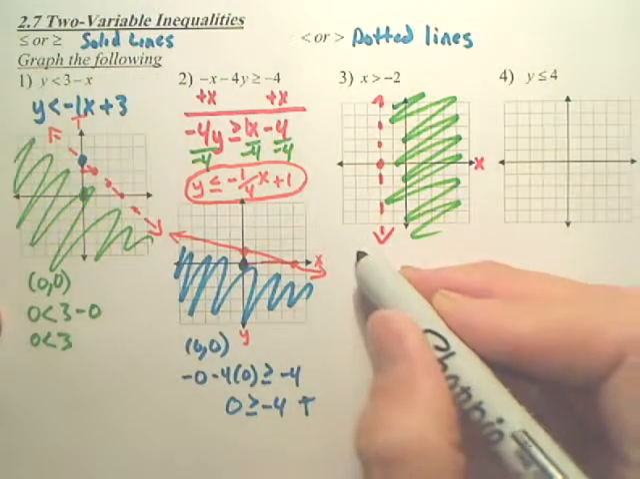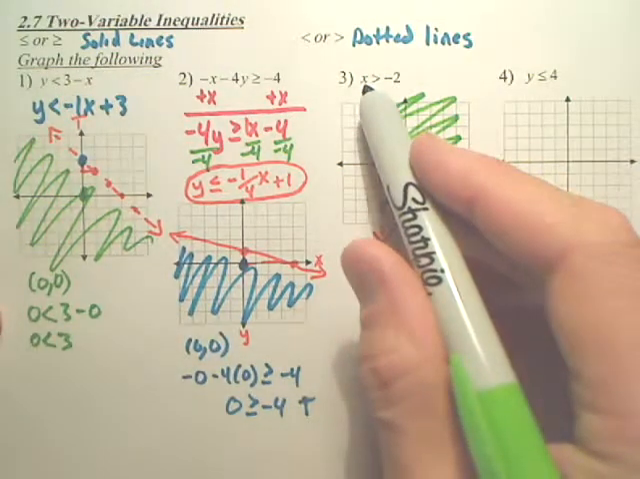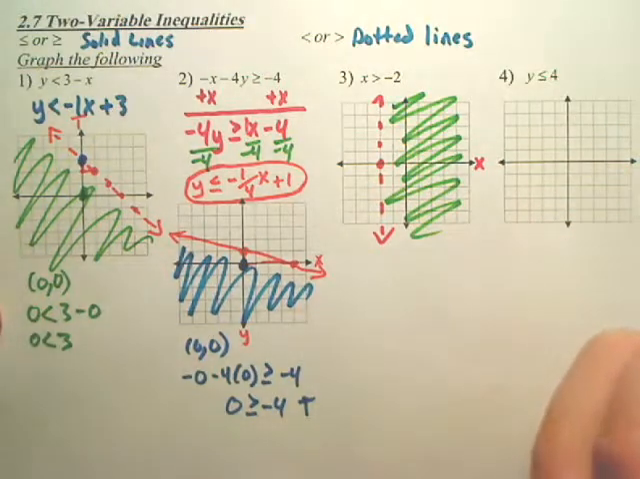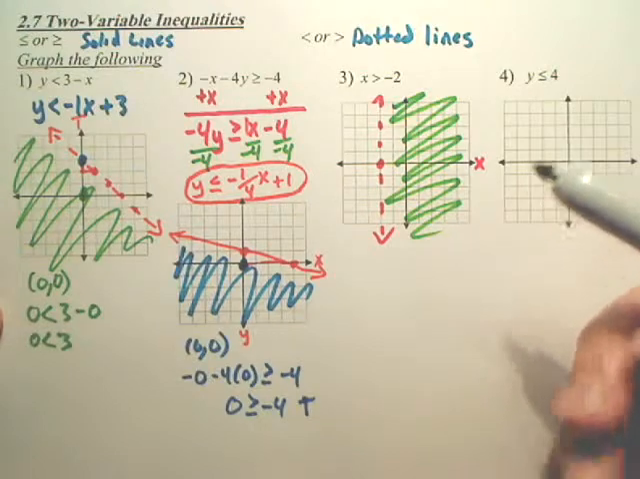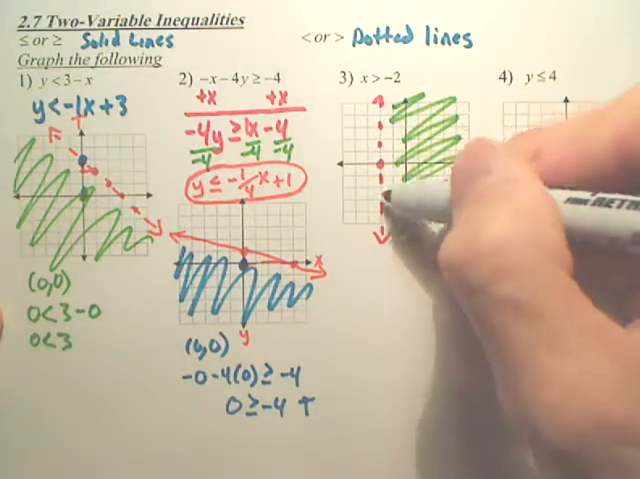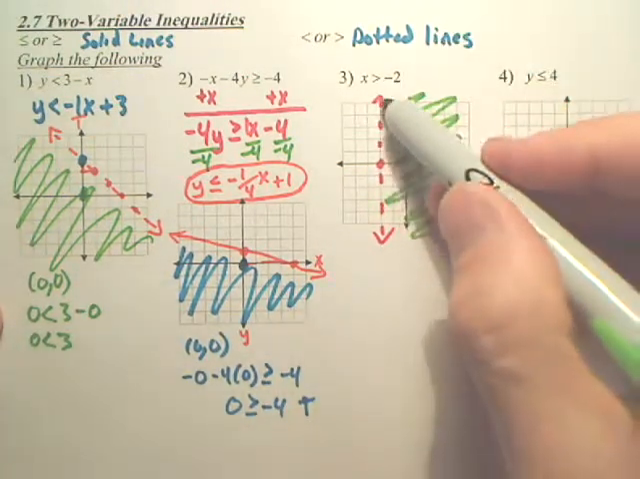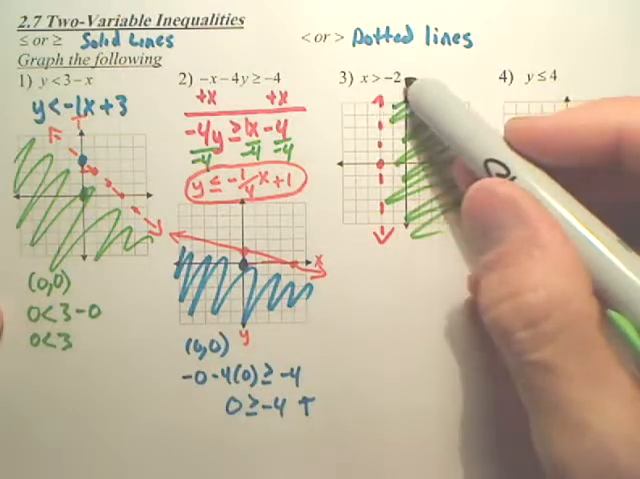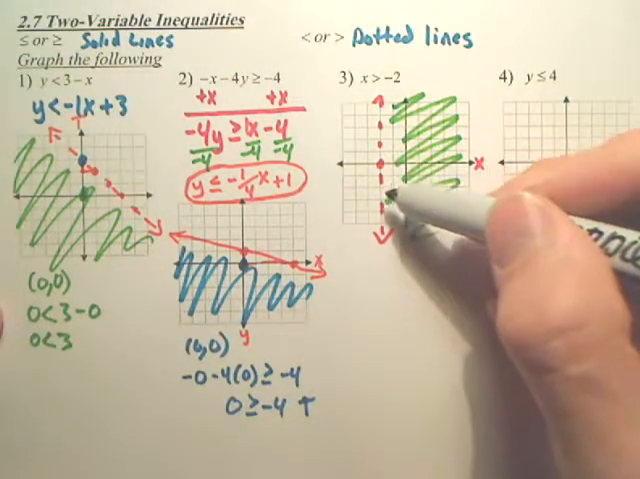Can we plug in 0, 0? Yeah, but there's only an x to plug in. But you could plug in a value. But you should realize that's the greater side of this line. By the way, why did we make this a dotted line? Because is negative 2 part of your answer? No. Is negative 2 greater than negative 2? No. So we put it dotted, meaning it's not part of your answer.